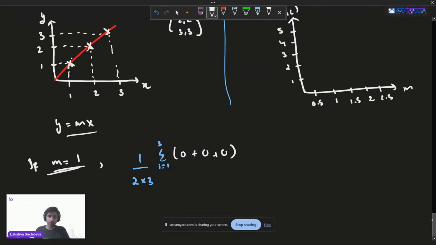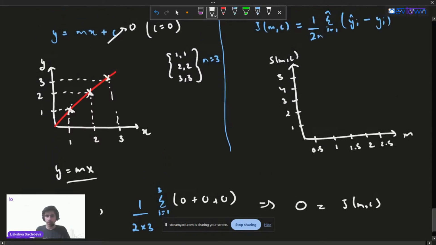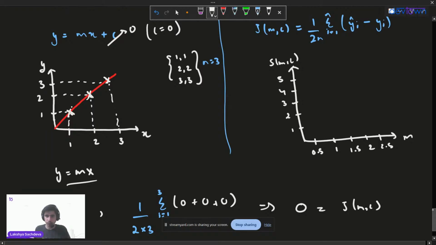So the answer will be 0. When m is equal to 1, my J(m, c) is equal to 0. So the point will be plotted here.